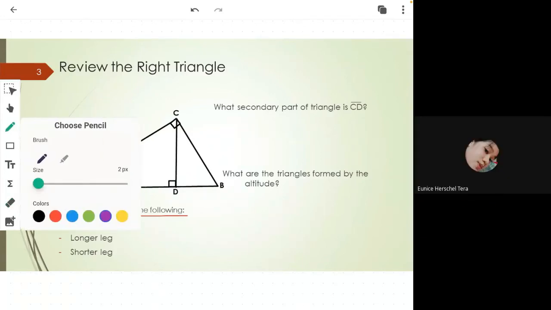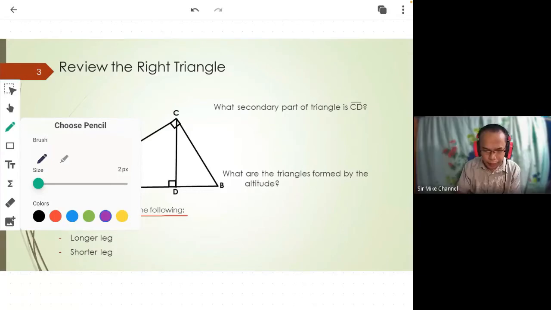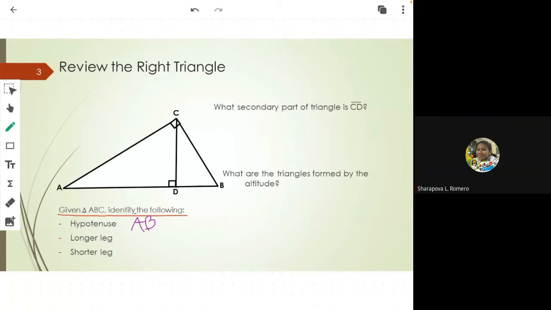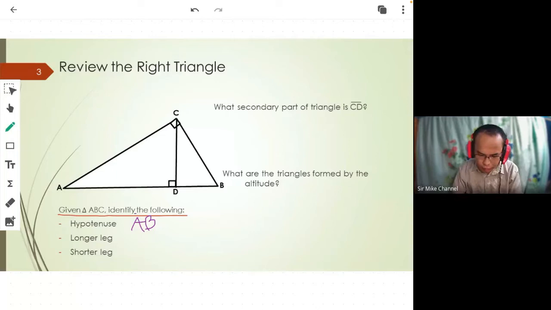Line segment AB po. AB, okay. Line segment AB. AB, okay. How about the longer leg? Line segment AC po. Yung longer leg, okay. So, ito yung hypotenuse natin, ha. So, ito yung AC, itong longer leg. So, line segment AC.